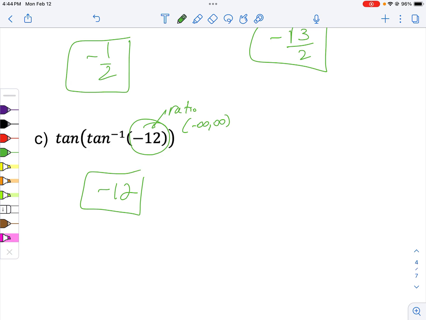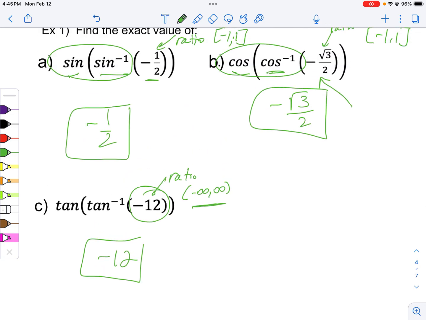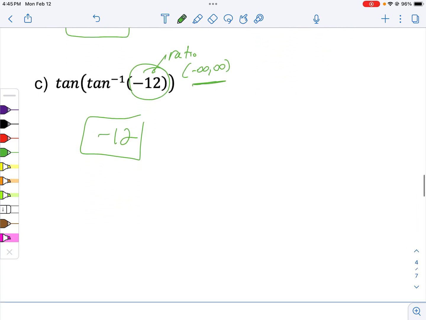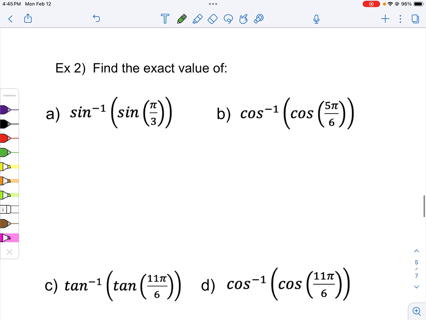Okay, so some of you are thinking this seems too easy to be true. And again, those are very easy ones because they all were within the restricted values for the ratios. If for some reason this would have been -12, well, -12 isn't between -1 and 1, and our answer would have been undefined. Okay, so the ratios are usually the easiest ones, which is why I wanted to start with those. All right, so let's take a look at some that are angles.